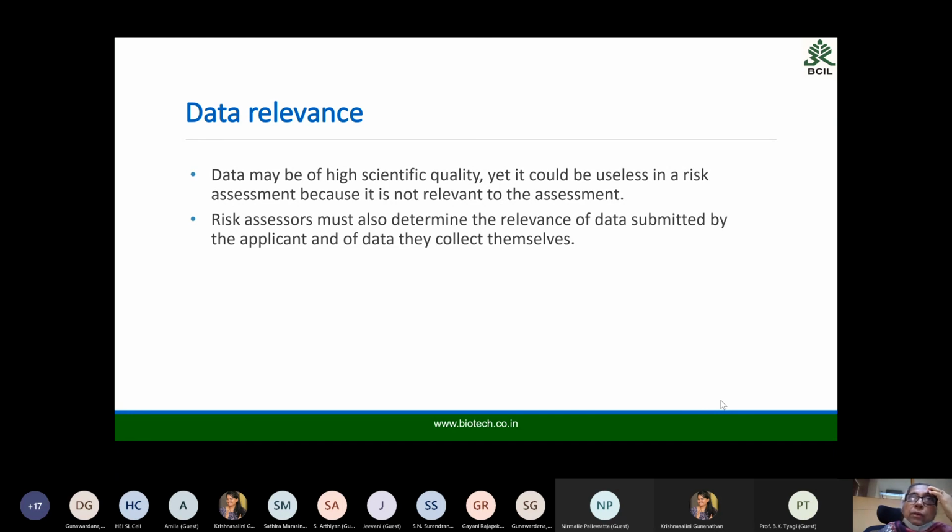Pick up and do very high quality work, and then provide what is most relevant for your application. So I have to have a focused attention. Risk assessors, the people who are part of the regulatory committees, must also determine the relevance of the data they collect themselves.